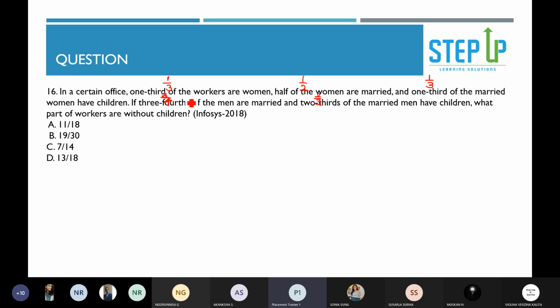So do we know the total number of people here? Yes, no? Am I audible? No, we don't know. No, ma'am. So we don't know the total number of people here, right? So what we will do is, what are the fractions available? 1/3, 1/2, 1/3, 3/4, 2/3.